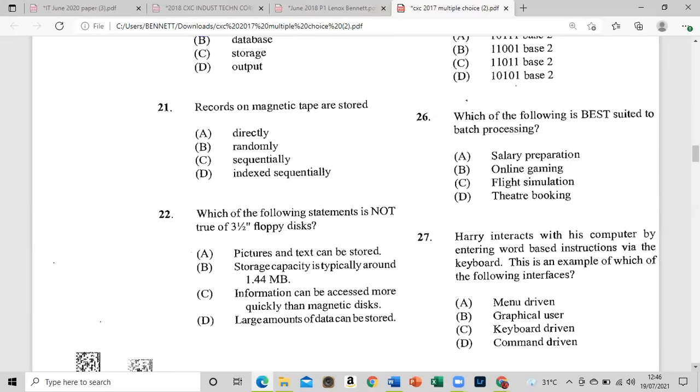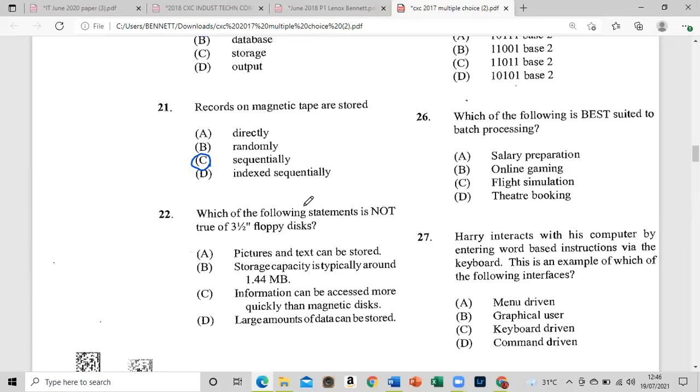Records on magnetic tape are stored. Is it A, directly? Is it B, randomly? Or is it C, sequentially? Or is it D, indexed sequentially? So it is stored sequentially. All right, so you have to go to 2 before you go to 3, no matter what.